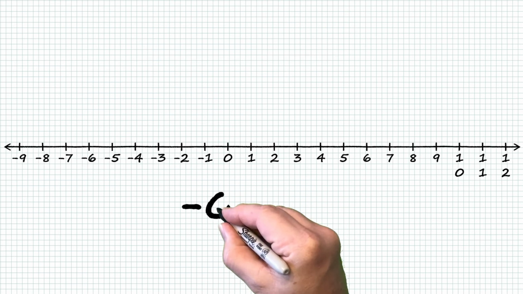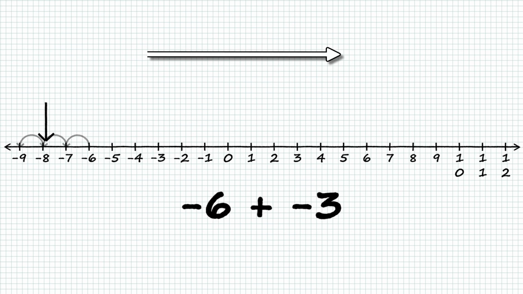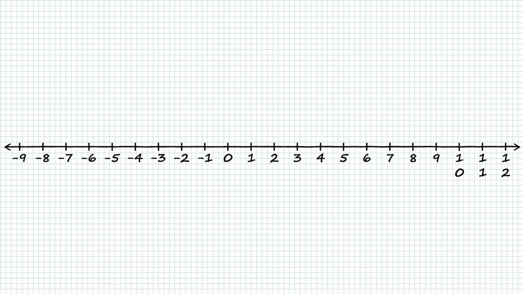What about negative 6 add negative 3? Start at negative 6, adding, so face right. Number is negative, so move backwards 3. Negative 9.